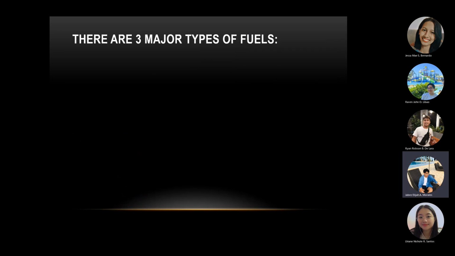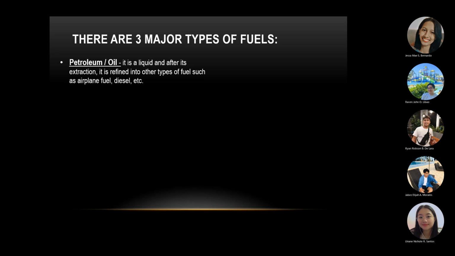There are three major types of fuels. The first one is petroleum oil. Petroleum oil is a liquid, and after its extraction, it is refined into other types of fuels such as airplane fuel, diesel, and etc.